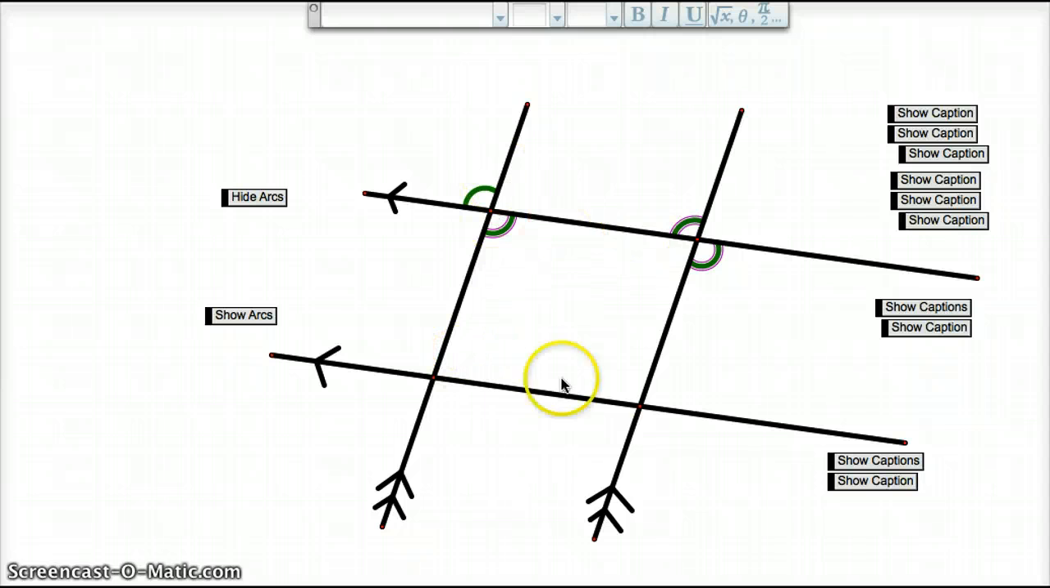Well, if we're dealing with these two parallel lines and this being the transversal right here, then these are congruent because we know vertical angles. And these are congruent because of vertical angles. But why is this one congruent to this one? Corresponding angles, that's right. Why is this one congruent to this one? How about alternate exterior angles? That's right. Why is this one congruent to this one? Alternate interior angles, that's right.